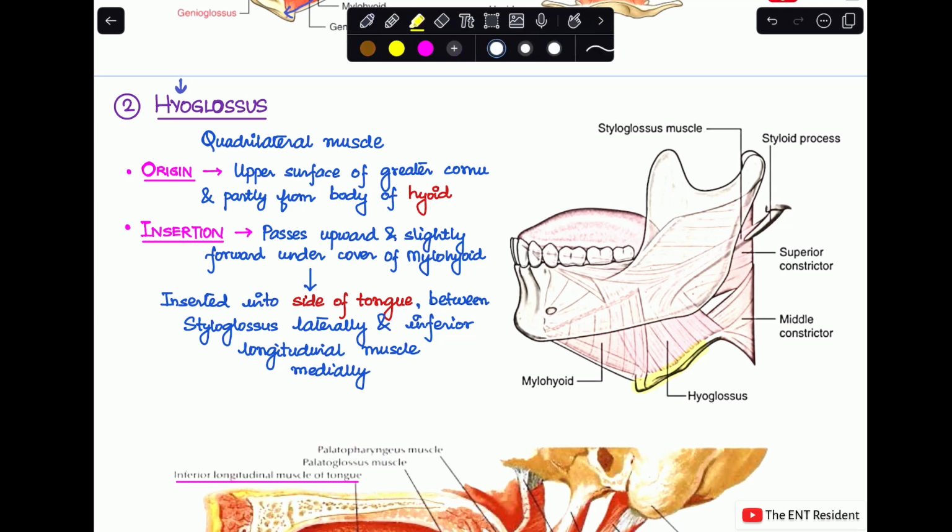So you see in the image over here, this is the hyoid bone, and this is the muscle taking origin from the greater cornu upper surface and partly from its body. And how does it get inserted? You can see in the image the direction the muscle passes upward and slightly forward, and it is under the cover of the mylohyoid muscle. This is the mylohyoid muscle. Even the genioglossus muscle was under the cover of mylohyoid muscle. And as it goes forward and upward, it gets inserted into the side of the tongue between the styloglossus laterally and the inferior longitudinal muscle medially.